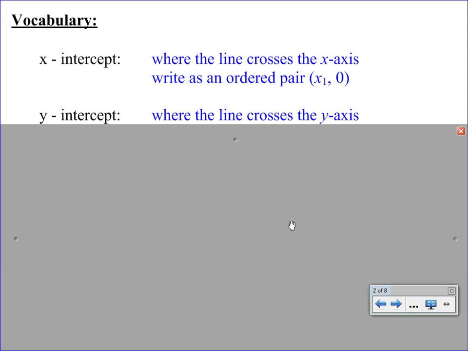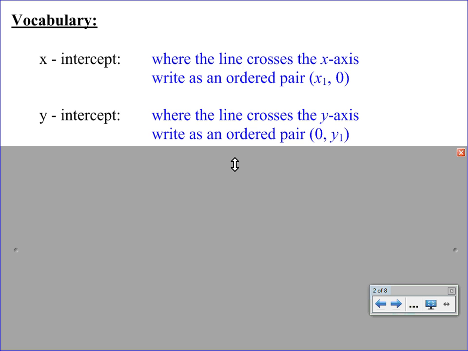But when we see that in the description, we want to make sure that you write that as an ordered pair as well. And this time for the y-intercept, the 0 is going to be in the x coordinate, and then y1 will have the number.